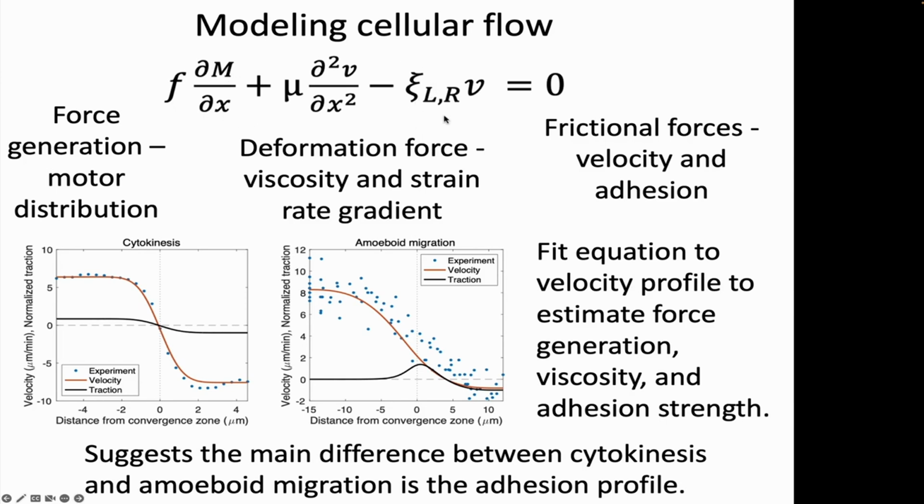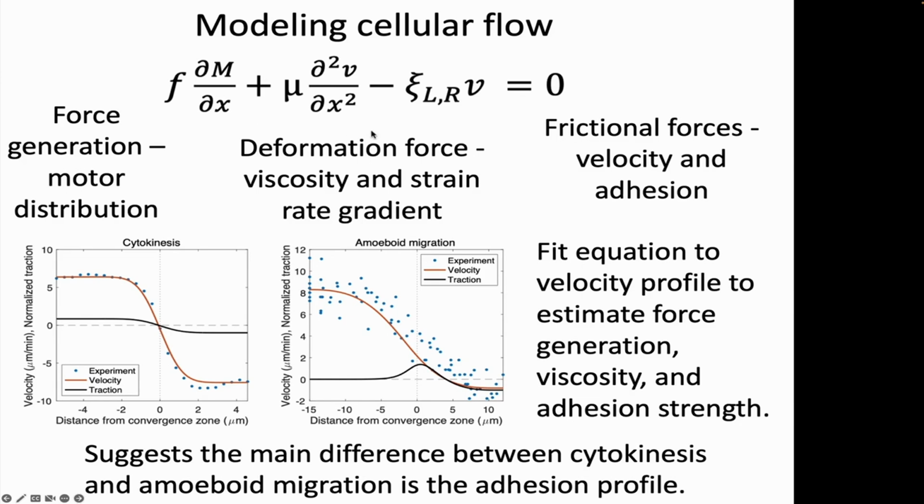We also have some profile of adhesions with the substrate. So what we can imagine is that there's going to be frictional interactions between the cell and the substrate. And the forces that the friction generates is going to be proportional to the velocity. So if the velocity is faster, forces are going to be higher. If the adhesion is stronger, then forces are going to be higher.